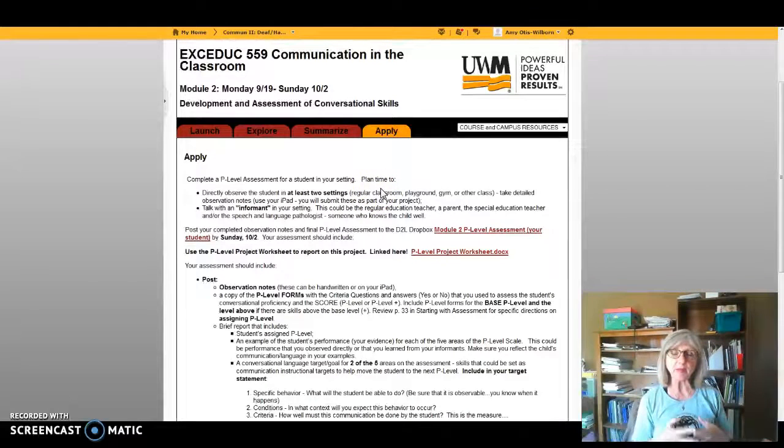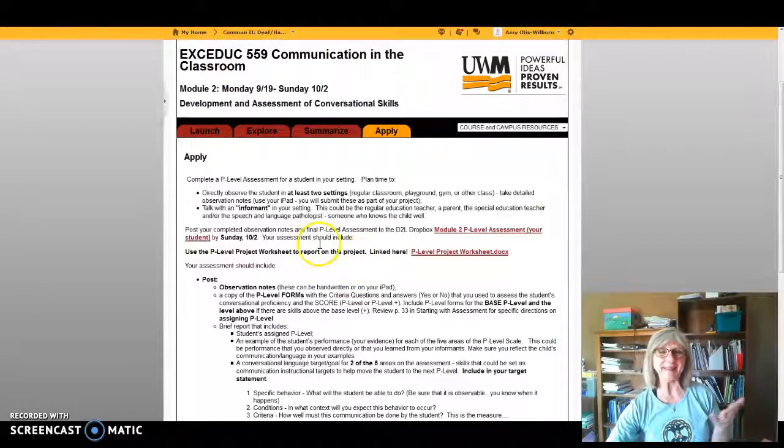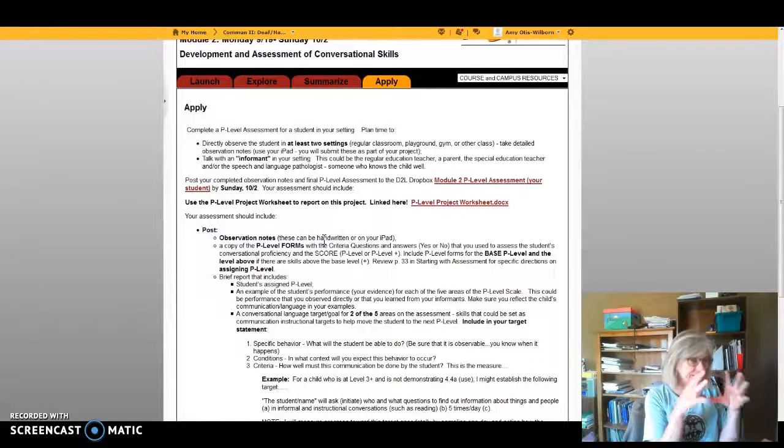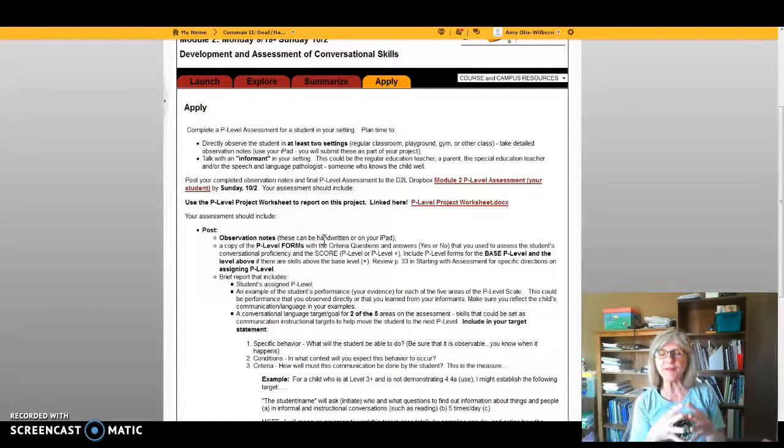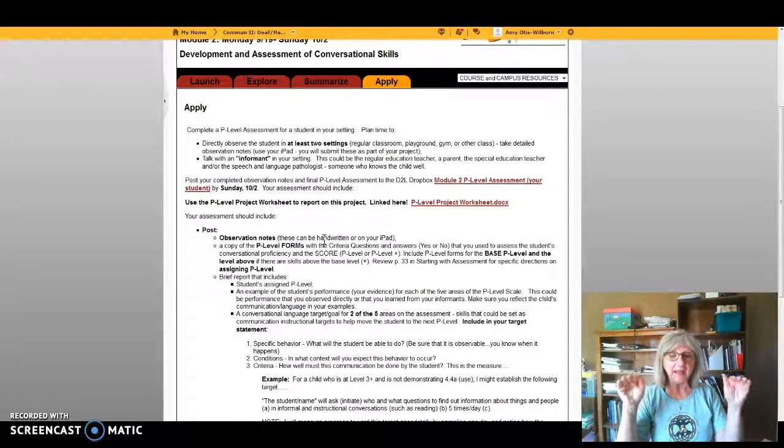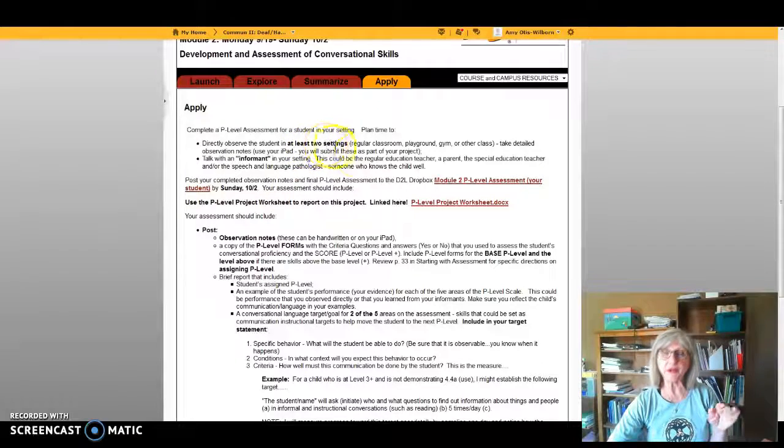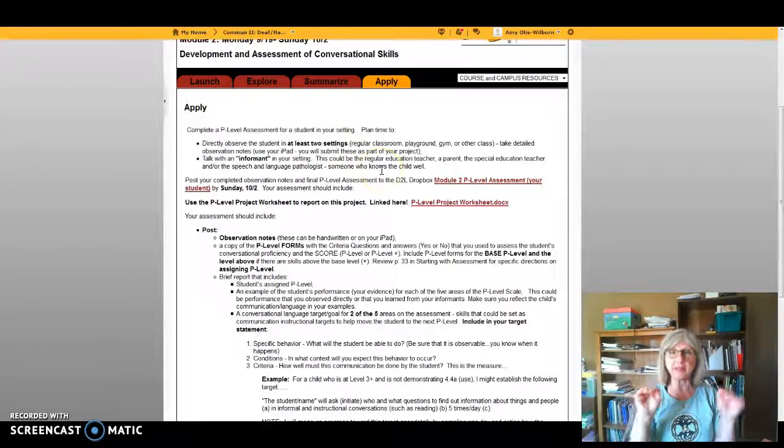Your Apply is really you using the P level scale to assess your student. So there are very specific ideas here. You want to not just look at the student once. This is an informal observational assessment. So you are going to watch your student, and it's important that you watch him or her in different settings. So directly observe the student in a couple of settings.